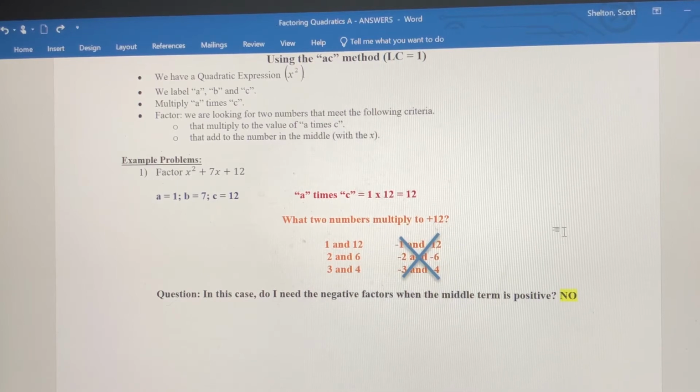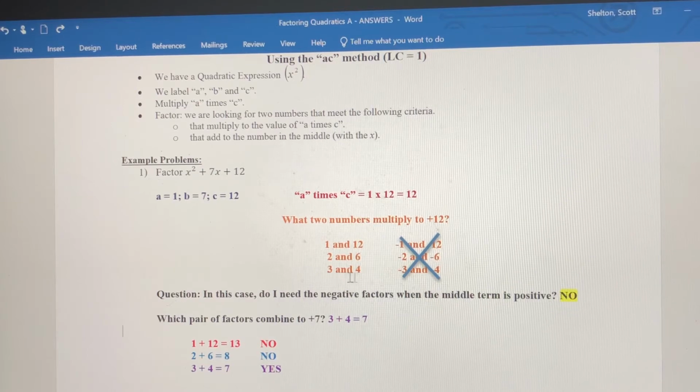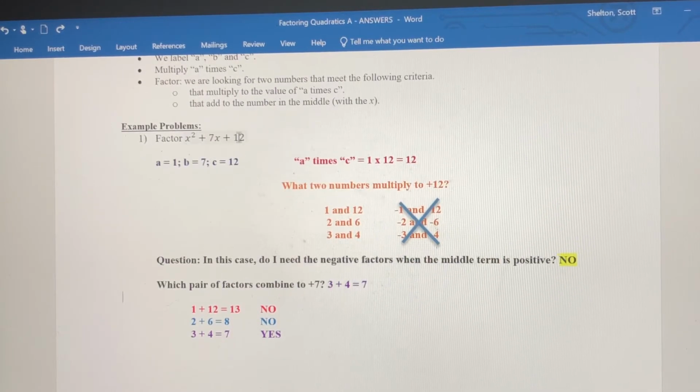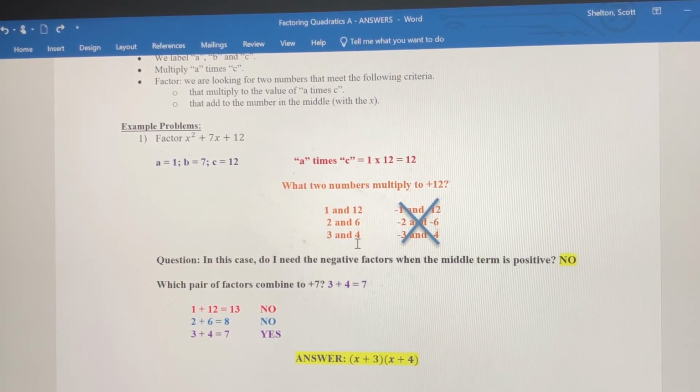So which of these 3 pairs add to be a positive 7? Well, 3 plus 4 is 7. So this is the pair of factors that I want to use. 1 and 12 doesn't work, 2 and 6 doesn't work, 3 and 4 does work. So I'm going to take these 2 factors, and we're going to write our factors of this trinomial as a binomial times a binomial. My factors of x squared are going to be x and x. That's what makes this easier. I'm always going to have an x as my first term in each binomial. And then I'm going to take each of these factors, positive 3 and positive 4, and put it with the x in each of those factors. So x plus 3, and then x plus 4.